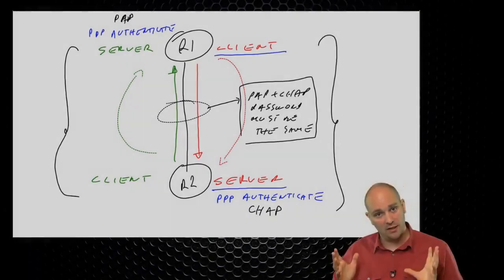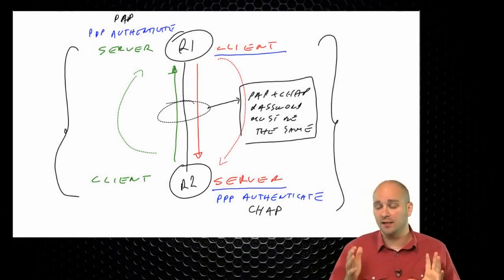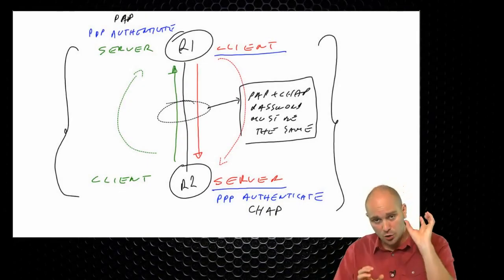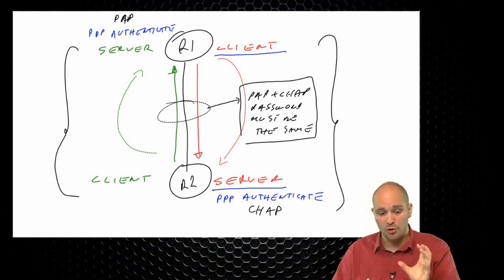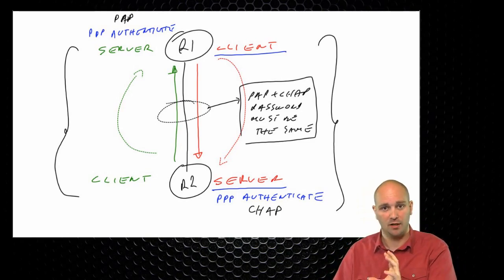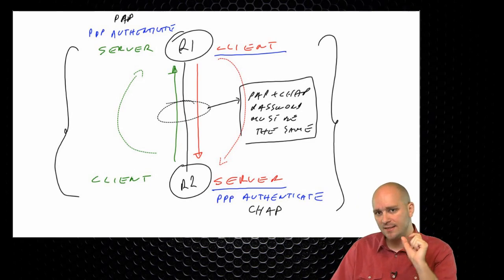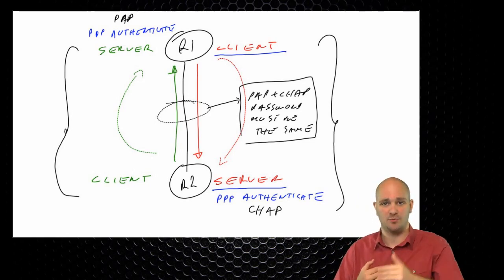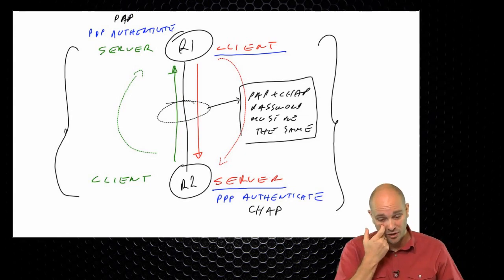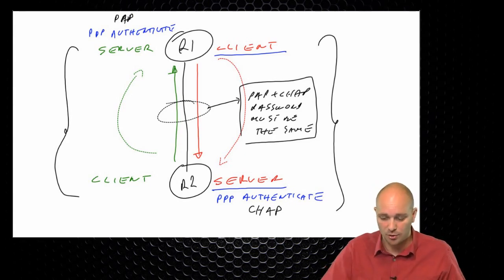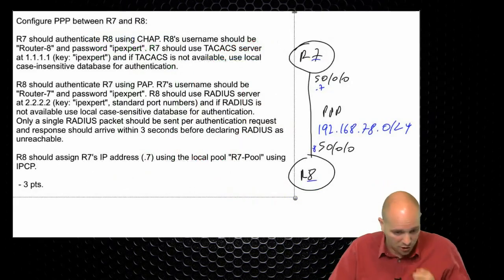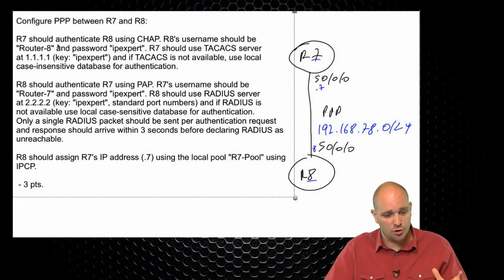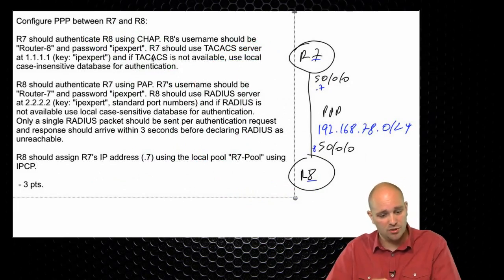It was an unnecessary step, but in line with my suggestion to always have a safe fallback, this is why I did it. It's important to remember that it is unidirectional, but when you are using PAP and CHAP as the combination, there is this slight little relationship between them: you cannot use different passwords for different directions. For any other combination, you can do it. So going back to our task here, it says R7 should authenticate R8 using CHAP.